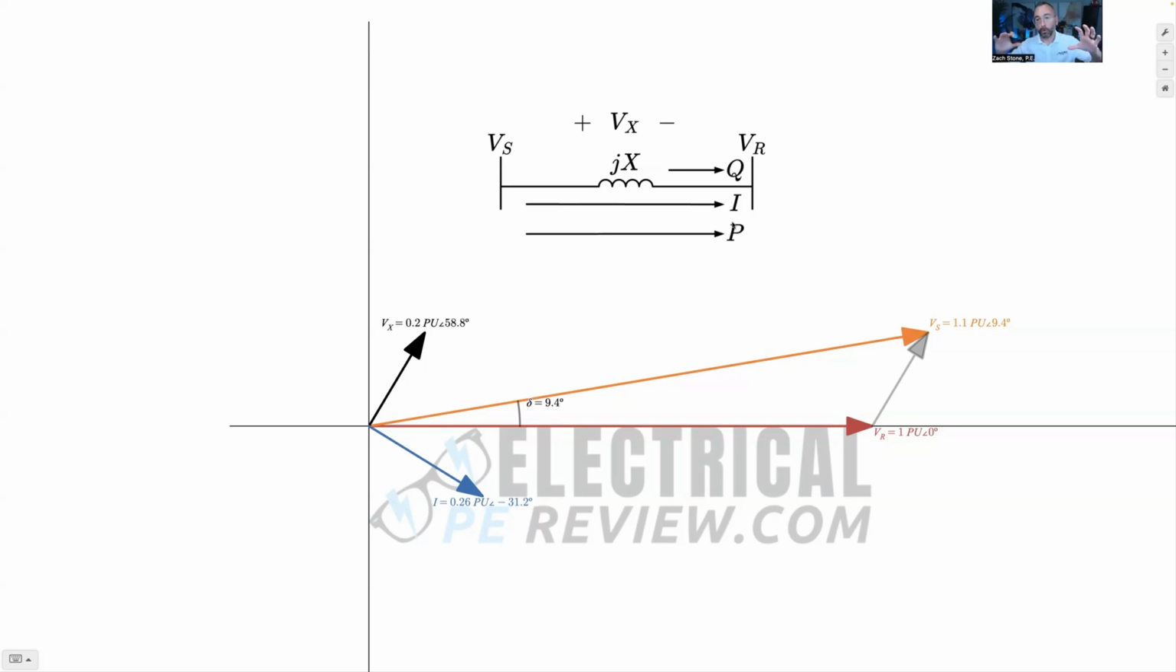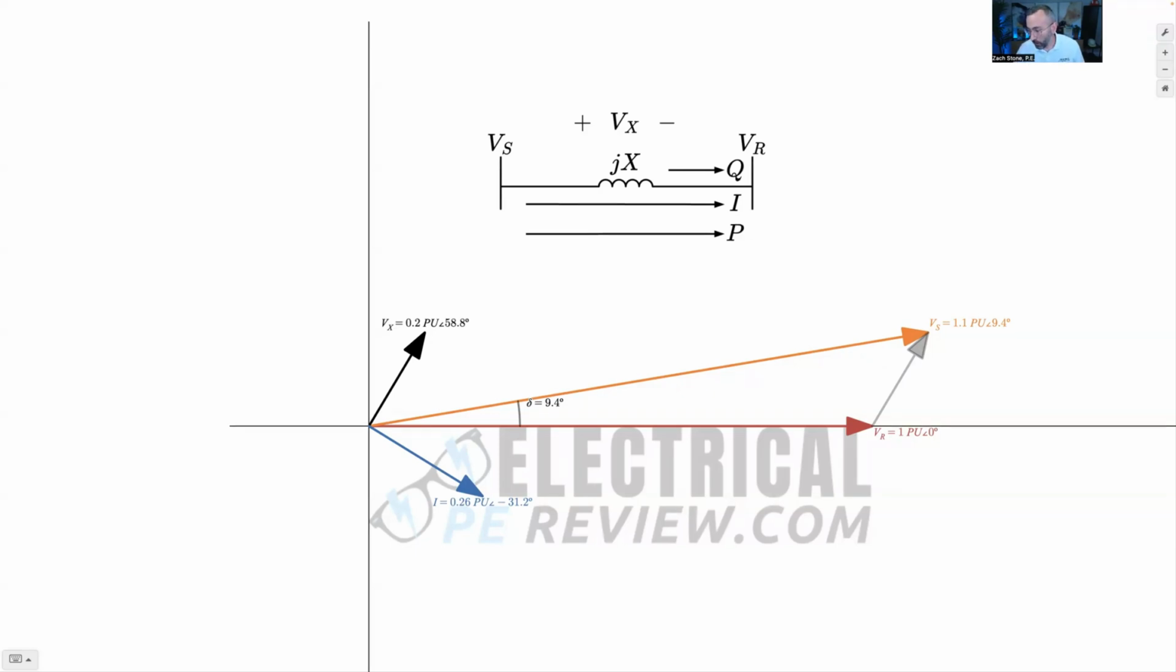We solve those formulas using VR. We didn't solve those formulas using VS. We're looking at VR as a reference. How much power is actually making it into that bus, minus any losses? And then the polarity of VR, again, is it positive? Is it absorbing that power like a load, whether it's real or reactive? Or is it negative? Is it actually sending that power?